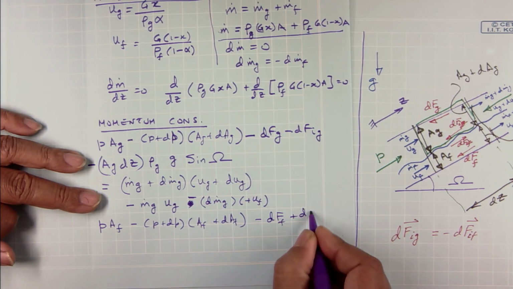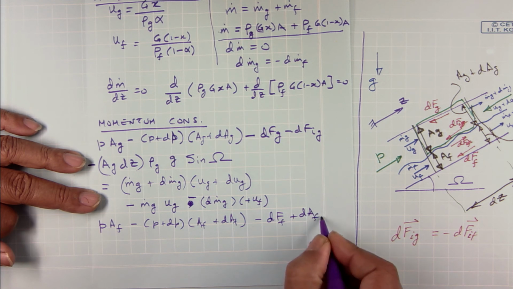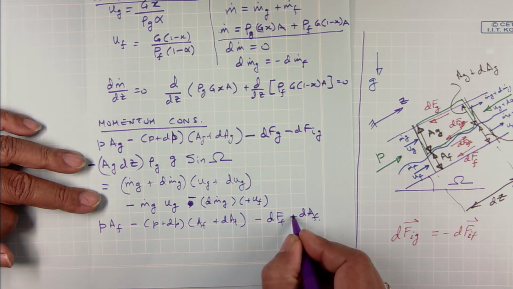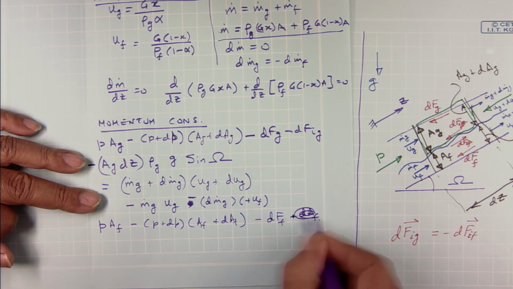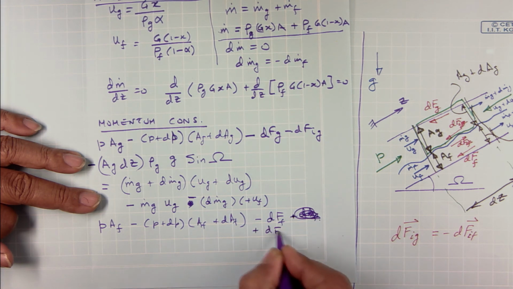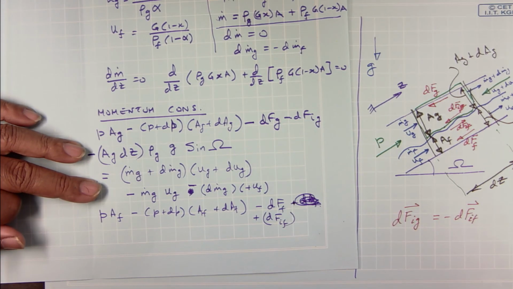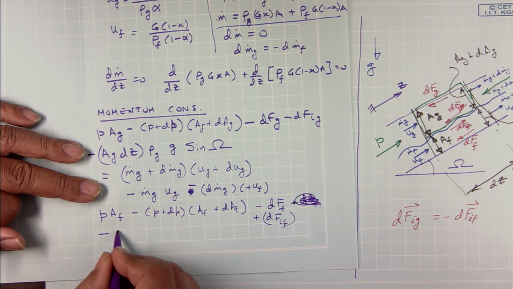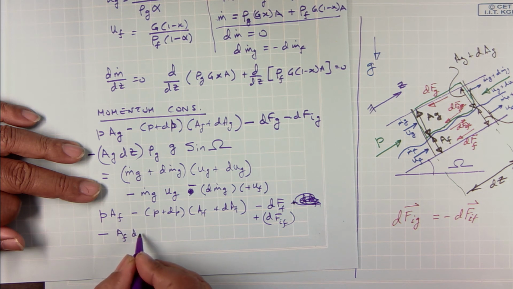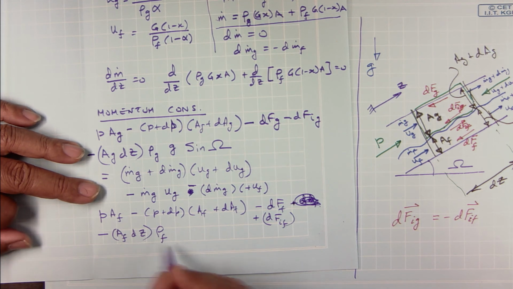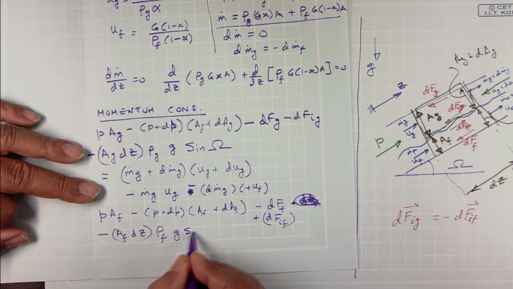So, I am going to add plus dF_if, okay, it will get added. And then of course minus A_f times dz, that is the area, times dz gives the volume, times density gives the mass, that times g gives you the body force, and then sin omega.